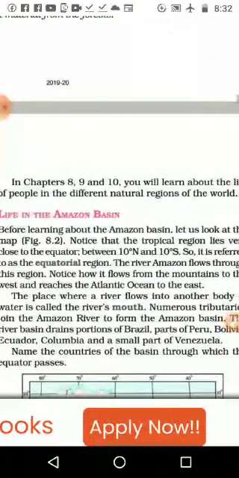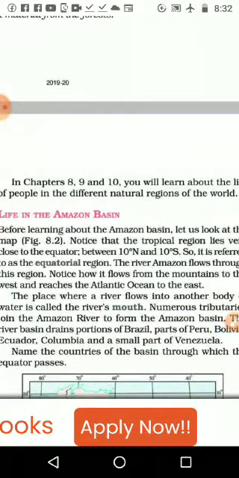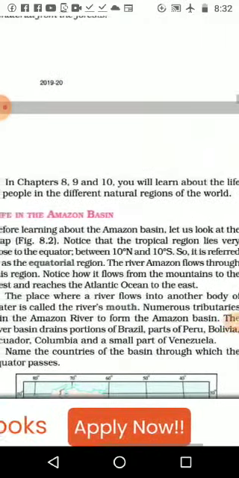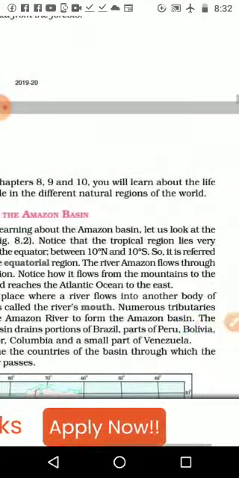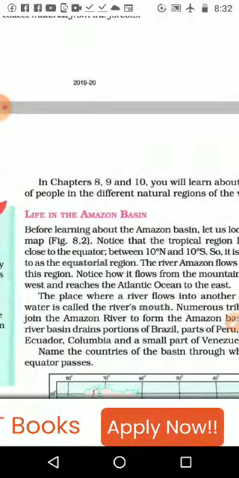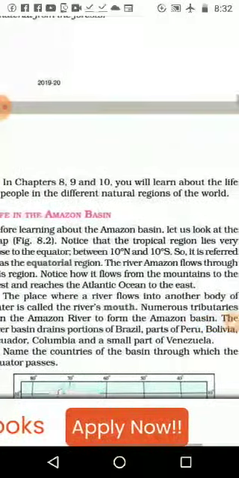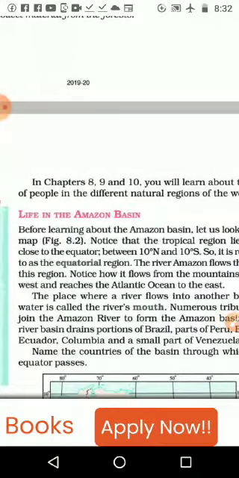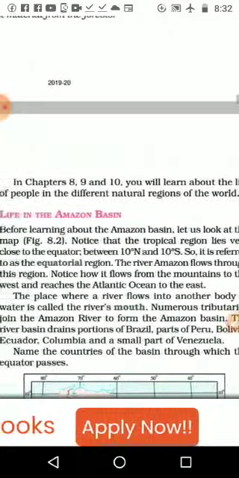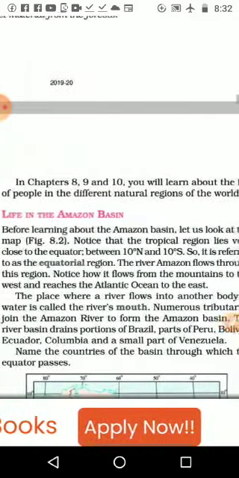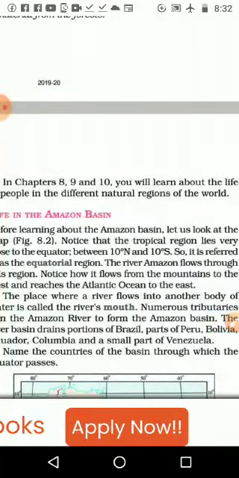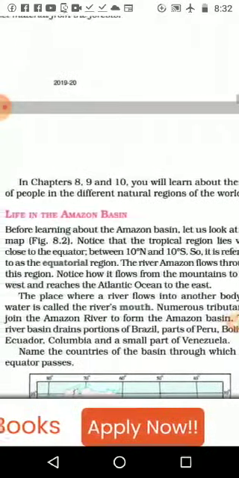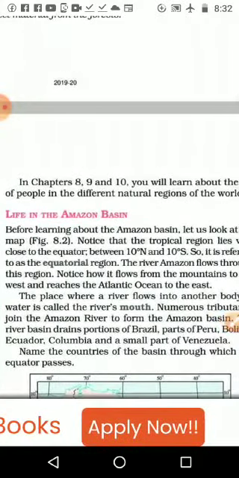Okay, already we have seen the latitude of the Amazon basin. So it is referred to as the equatorial region or tropical region. It is near the equator, so we are calling it the equatorial region. The river Amazon, or Amazonia, flows through this region. Amazon river or Amazonia, the two names are there. Normally we say Amazon.